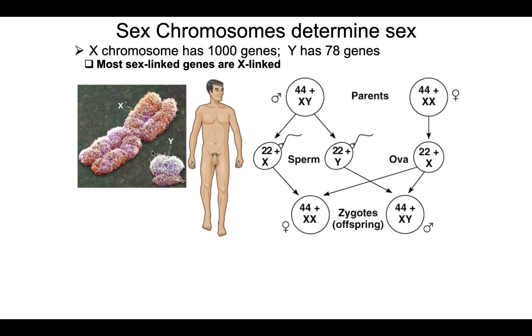And the two chromosomes, the X and the Y, although they look very different from each other, in fact, the X chromosome is much bigger. There are about 1,000 genes on there. The Y chromosome only has about 78 genes. Therefore, most sex-linked genes are on the X chromosome, are X-linked. And so when we talk about sex-linked genes in this class, we're talking about genes that are on the X chromosome.